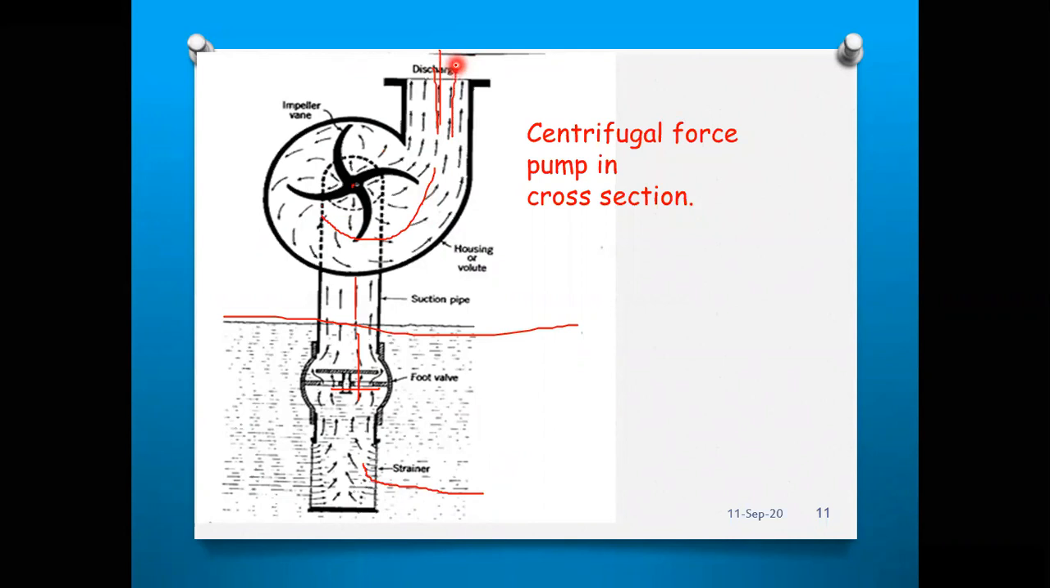So like this the centrifugal force is acting on the water. Do you understand?